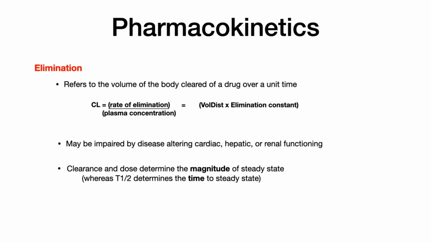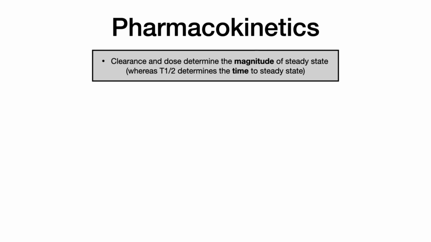The concentration theoretically doesn't change. The amount of drug shouldn't change anymore over time. So half-life determines the time to steady state, but clearance and the dose of the drug determine the magnitude. So you can have steady state at a high magnitude where the concentration is higher but not changing, or you can have steady state at a lower magnitude where the concentration is lower and not changing. And I want to illustrate that in two different examples here.